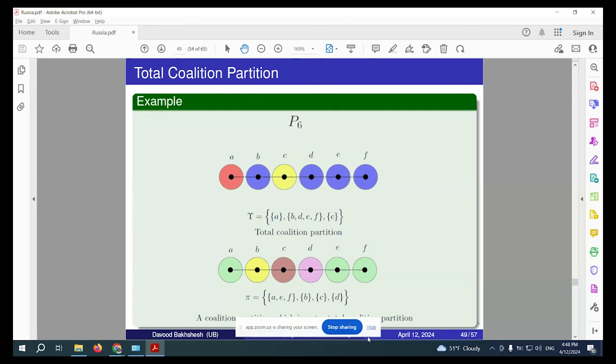And at the bottom of this slide you can see another partition of P6, but this partition is a coalition partition and is not a total coalition partition. You can easily check that this partition is a coalition partition, and it is not a total coalition partition because the member C has no total coalition partner. We cannot find a partner for C.